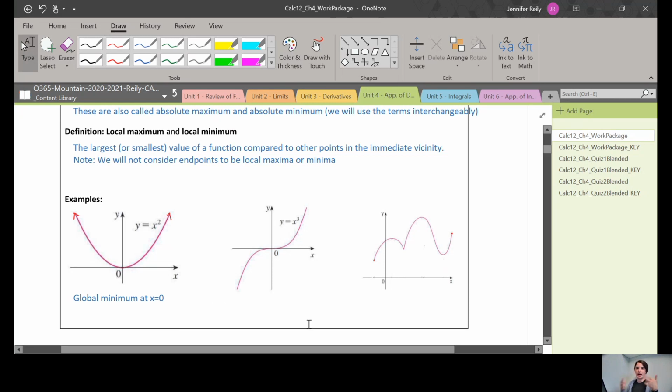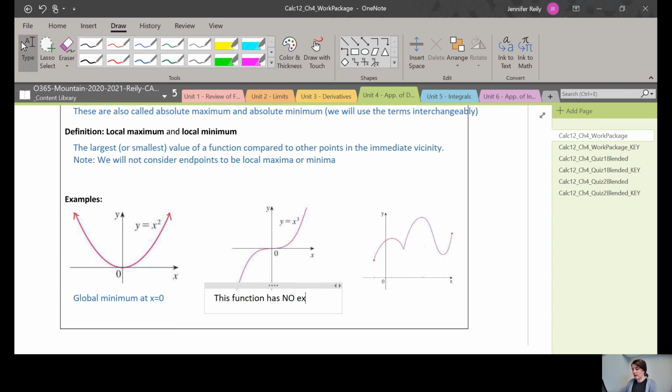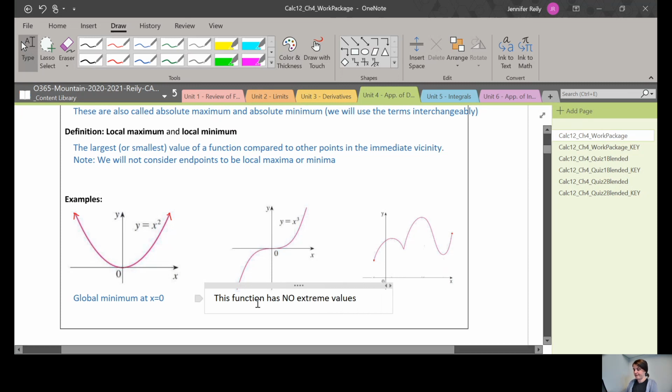So not every function has to have a maximum or minimum point. This next function is y equals x cubed. It kind of levels off at x equals 0, but then it keeps growing again. And as x gets negative, the graph falls towards negative infinity. So there's actually no minimum or maximum point here. So this function has no extreme values.